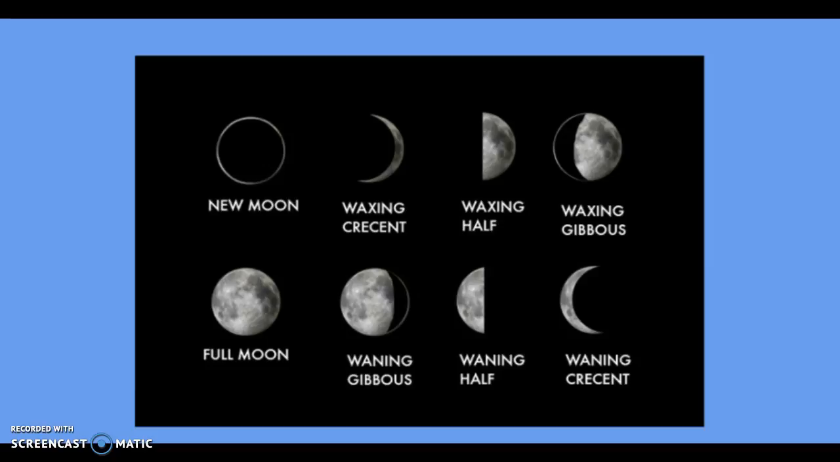There are 8 distinct moon phases that I'm going to talk to you about today. This image shows the moon phases in the order that they occur from the start to the end of the lunar cycle each month.